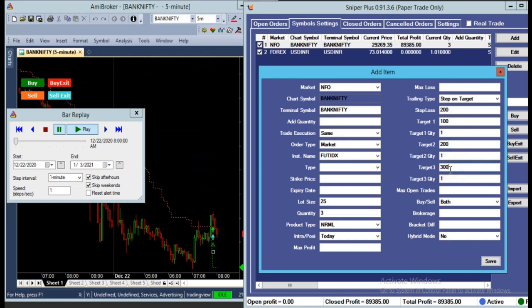Now imagine if target 1, that is 100 rupees, is achieved, then the stop loss price will move to cost to cost. If target 2 is achieved, then the stop loss will move to target 1. When target 3 is achieved, the position will be closed. Then save.